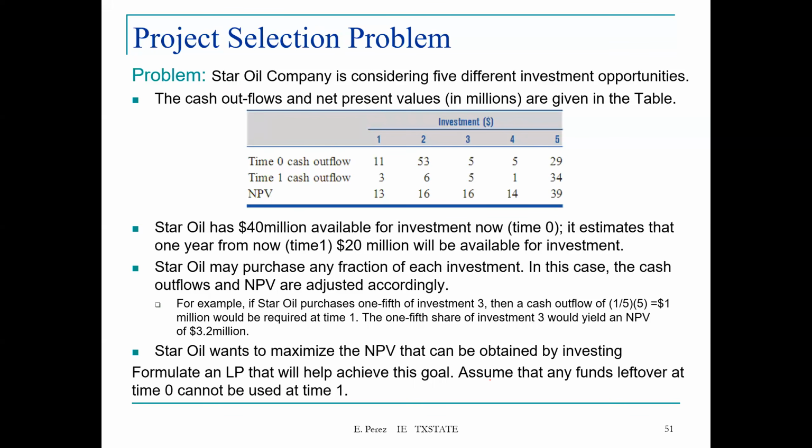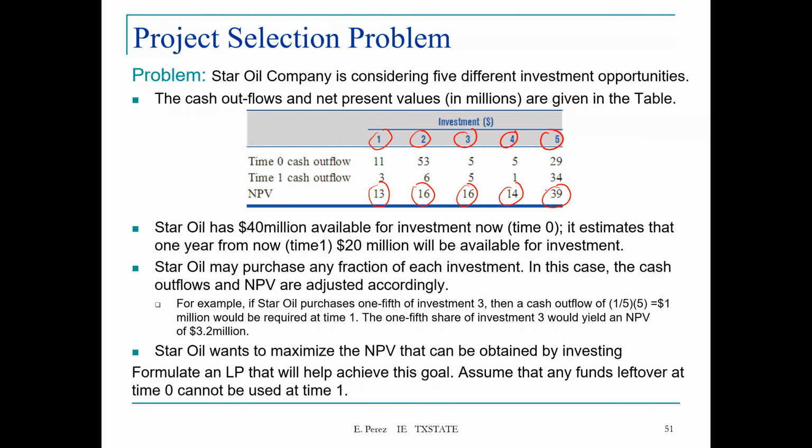So you can see the investment. These are the 5 options of investment: 1, 2, 3, 4, 5. And these are the cash outflows at time 0 and also at time 1. And we have the net present value for each one of the investments.